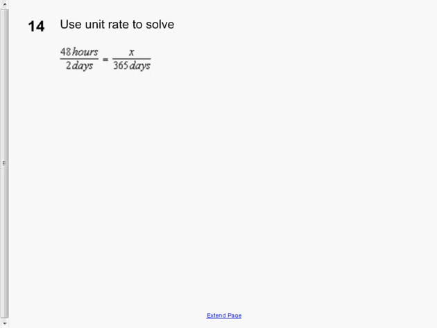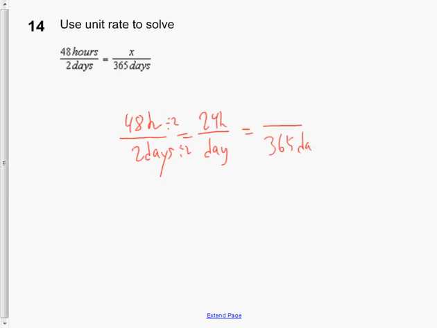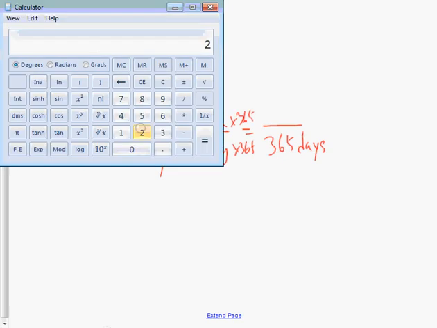Question 14 says use unit rate. So in unit rate, we need to figure out how many hours in 1 day. Hopefully you all know that. So it says 48 hours in 2 days is how much in 1 day? Well, if it's divided by 2, and probably most of you knew it's 24 hours in 1 day. And therefore, to figure out 365 days, multiply by 365. 24 times 365. Oh, 365 means there are 8,760 hours in 1 year.